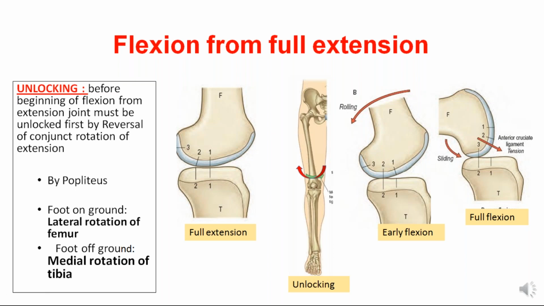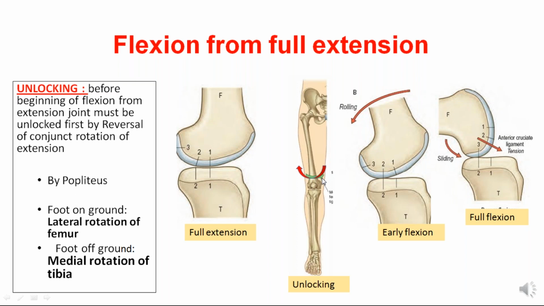And how does this unlocking take place? By reversing the conjunct rotation of extension. Remember, when the last stage of extension, the last 30 degrees, was taking place with the foot on the ground, the locking was happening. In the locking, there was medial rotation of the femoral condyles on the tibia. After that, the knee joint came into a full locked position.